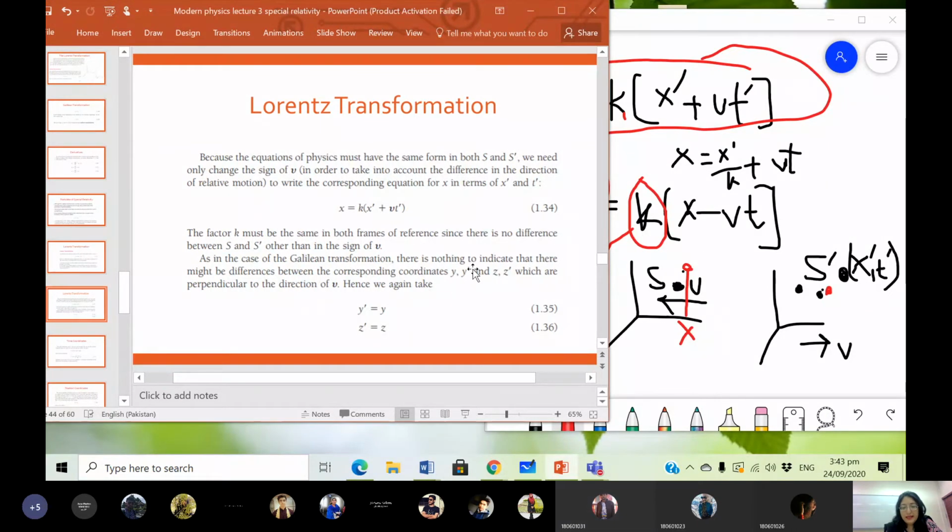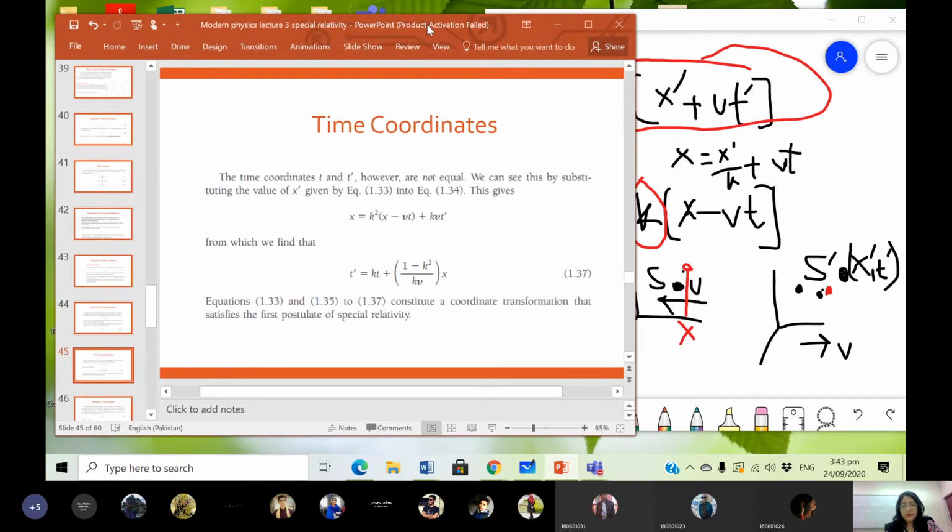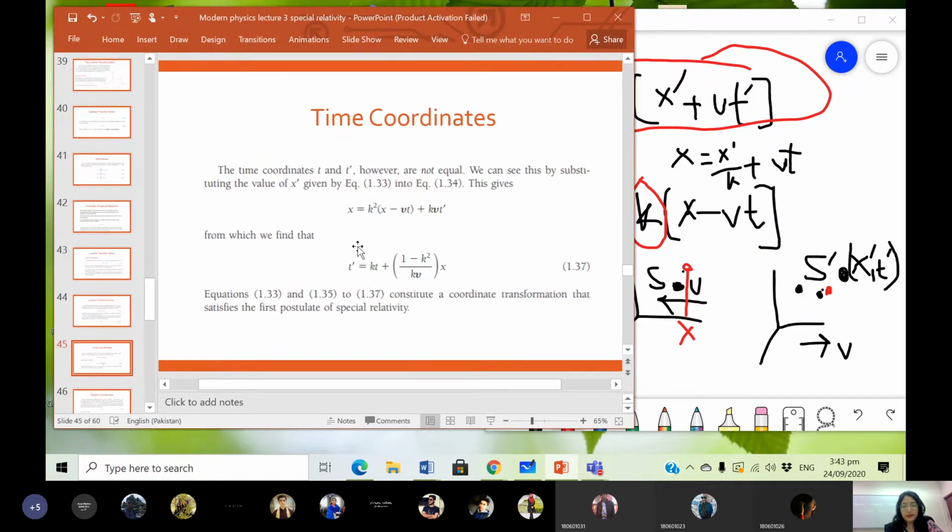So y and y dash, z and z dash are still related by the same formulas. Why? Because we said that there's no relative motion in the y or the z directions, ठीक है. So basically these will remain the same. So now we will do some algebra, ठीक है. हम थोड़ा सा algebraic calculations manipulation करेंगे, ठीक है.